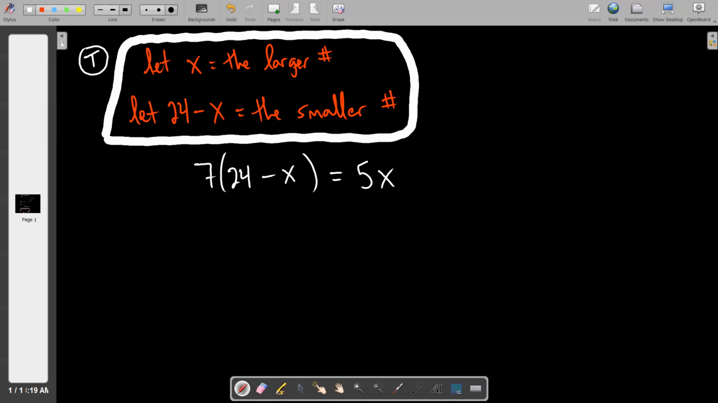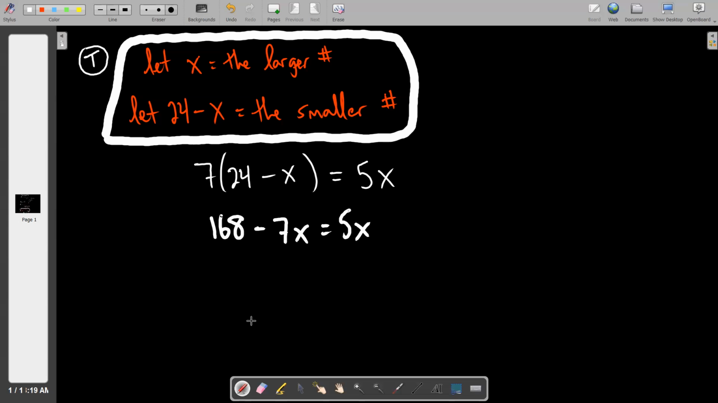As always, you know this by now, once steps 1 and 2 are done, we shouldn't be struggling with step 3. We've solved so many equations that we just don't struggle. We know to distribute. We know how to move x's around. What's 7 times 24? 168. And then we distribute the 7 to the x and get what? Minus 7x equals 5x. And then what? Yeah, you just don't have a choice.